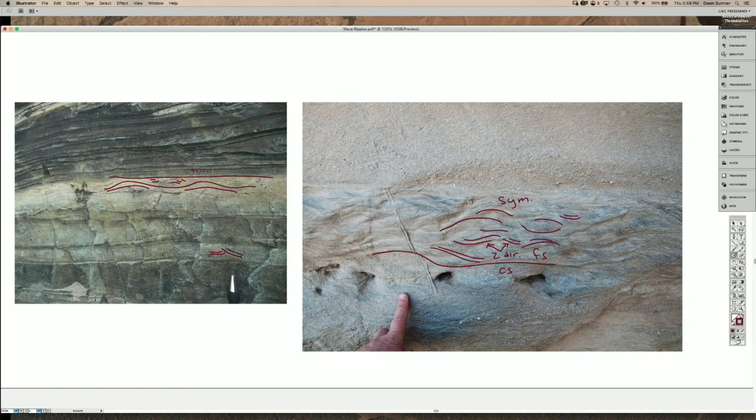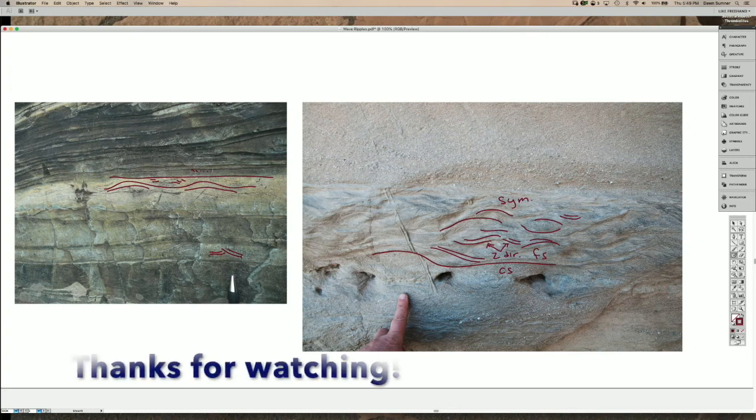So cross ripple lamination from waves can really tell you a lot about the environment and the dynamics of the waves.